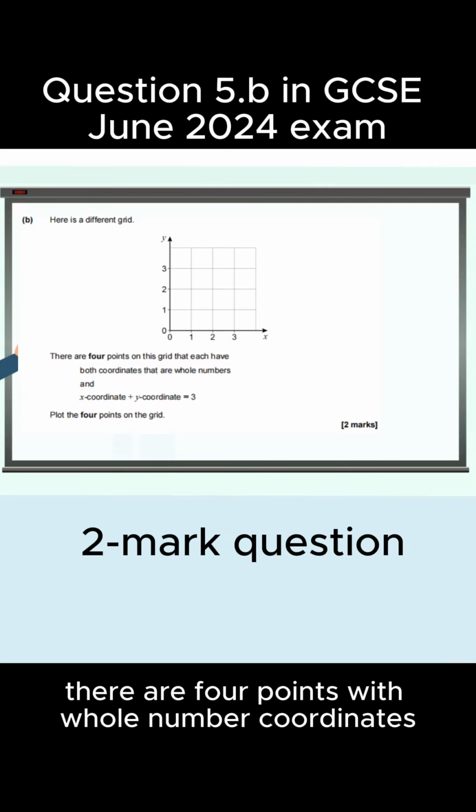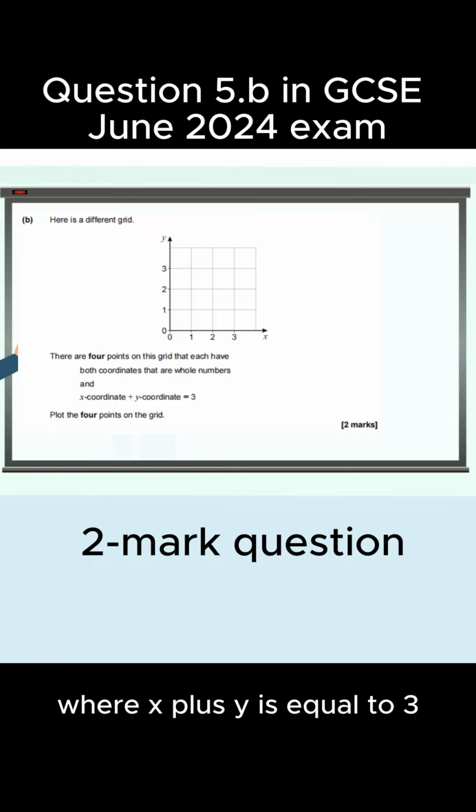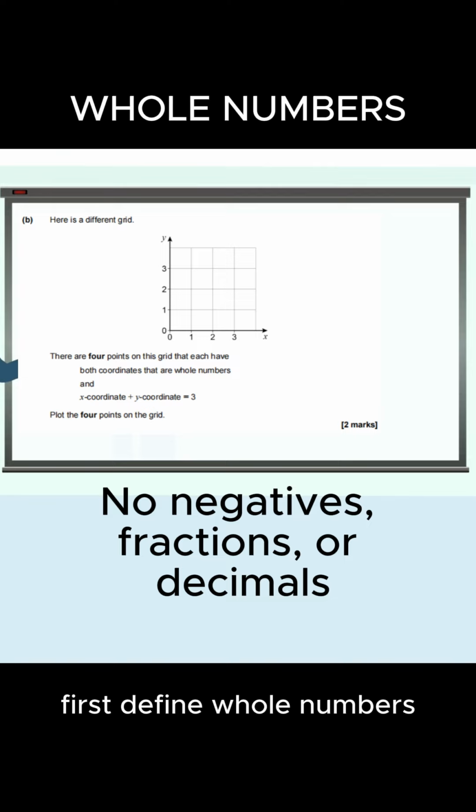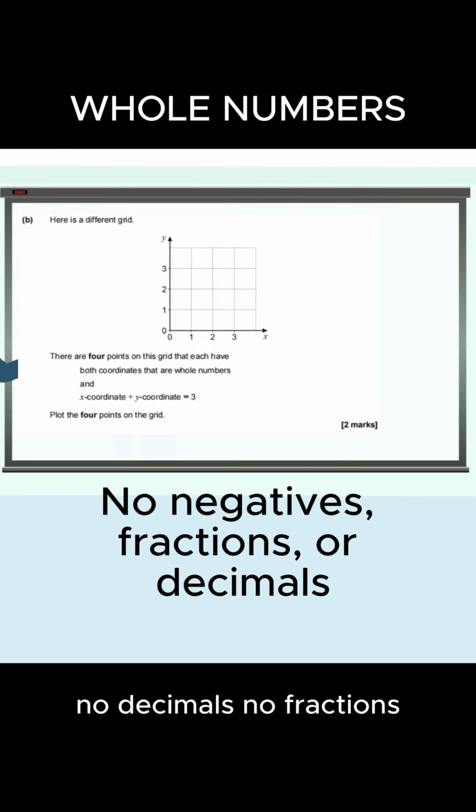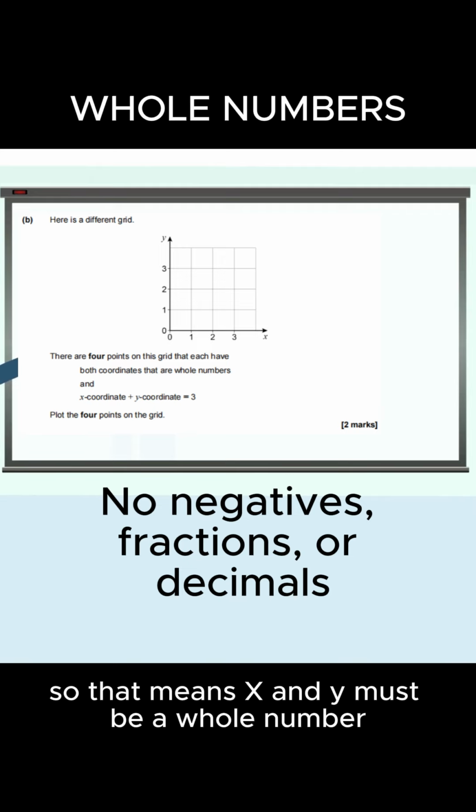Next question. There are 4 points with whole number coordinates where x plus y is equal to 3. How are you going to solve this problem? This is a 2-mark question. First, define whole numbers. Whole numbers are no negatives, no decimals, no fractions. So that means x and y must be whole numbers.